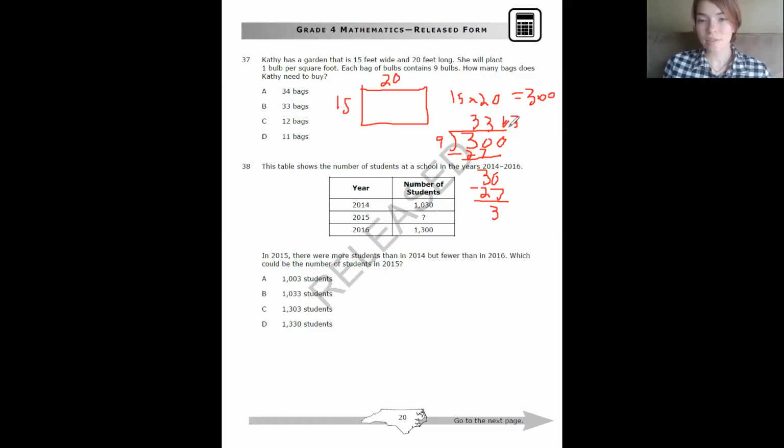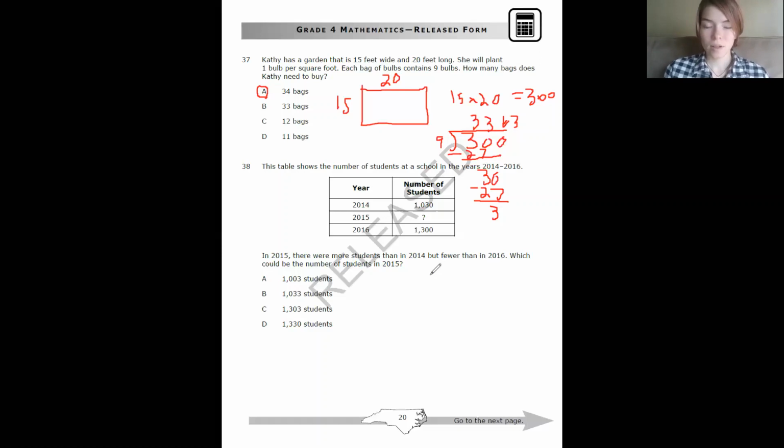But since it's 33 remainder 3, what that means is that if we got 33 bags of bulbs and we multiplied it by those 9 bulbs in the bags, we would still need 3 more bulbs to fill every square foot of that garden. Since we can't buy 3 bulbs individually, we're going to have to buy another bag of 9 to make up for that. So we're actually going to have to buy 34 bags instead of 33 bags, and at the end we're just going to have a few bulbs left over.